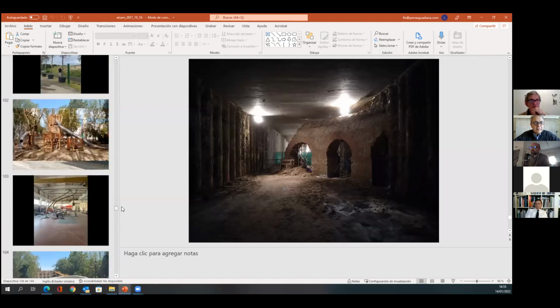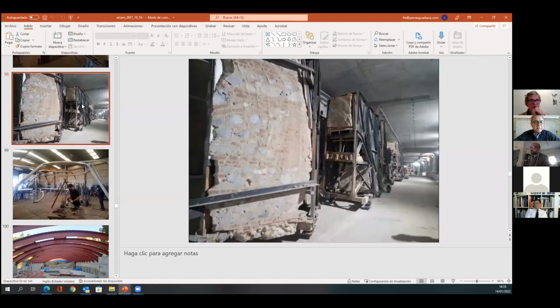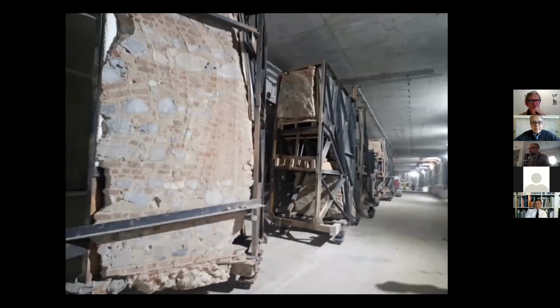Here, these are the arches cut with a skeleton of steel prepared to pick them up and put them in the garden in the same way we found them.